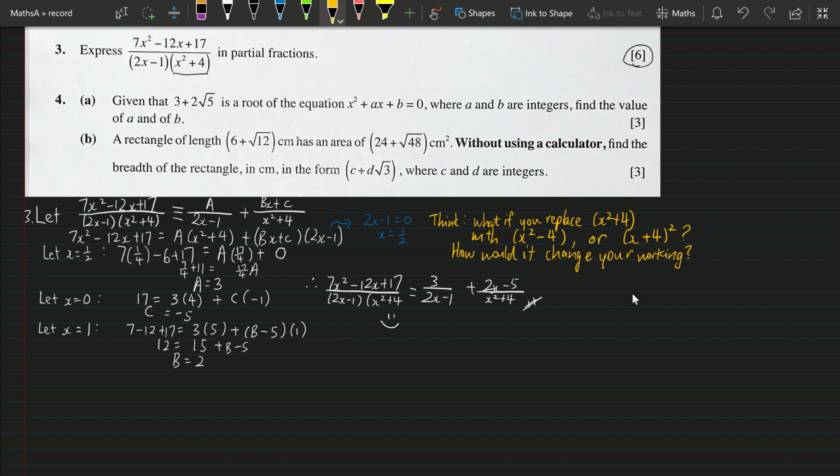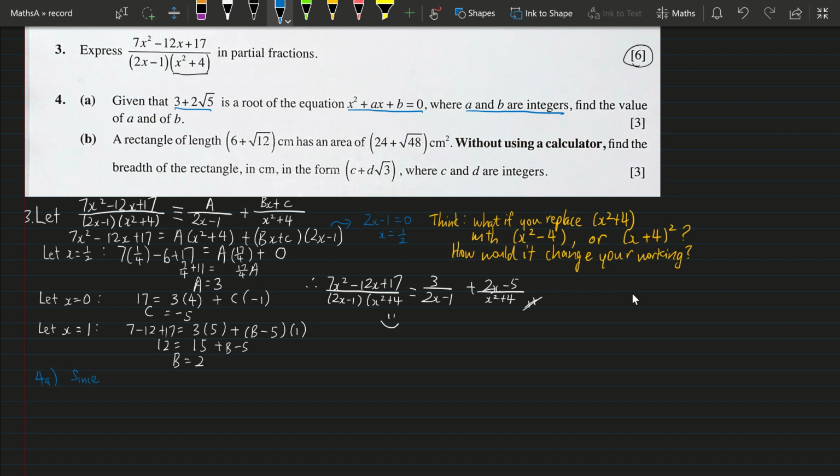Okay, now let's move on to question 4. Question 4 is actually quite interesting, 4a at least. So you're told that this is a root of the equation x squared plus ax plus b equals 0, where a and b are integers, and they want you to find the value of a and of b. Doesn't sound too difficult, right? But actually, the shorter the question, the harder it is, because the less information you have. Okay, so how should we approach this?